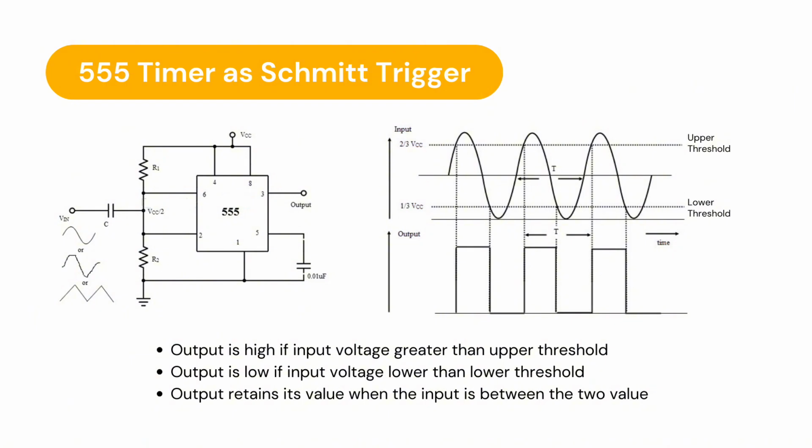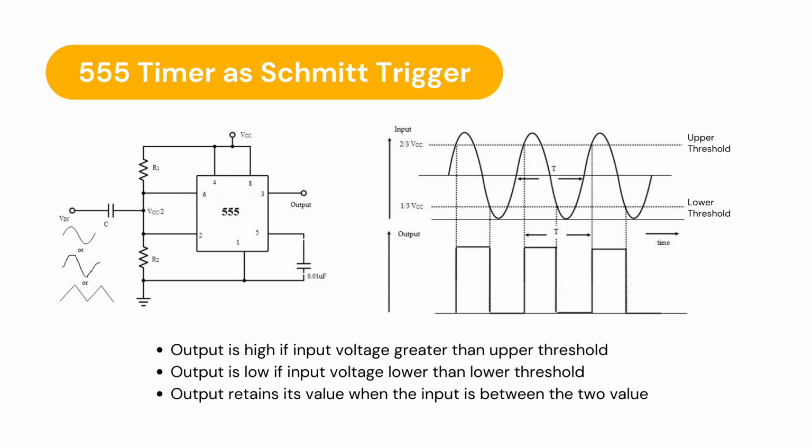From the input waveform, the threshold values in this case are 2/3 VCC, which is the upper threshold or where the upper comparator trips, and 1/3 VCC, which is where the lower comparator trips, the lower threshold. The input voltage is compared to these threshold values by the individual comparators, and the flip-flop is set or reset accordingly.